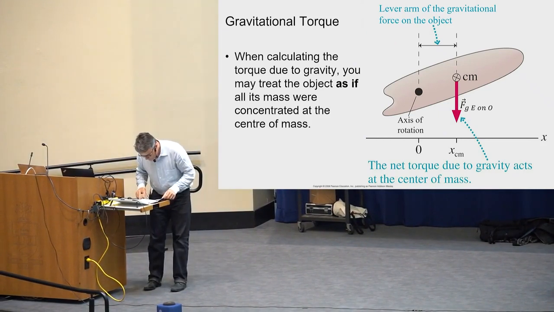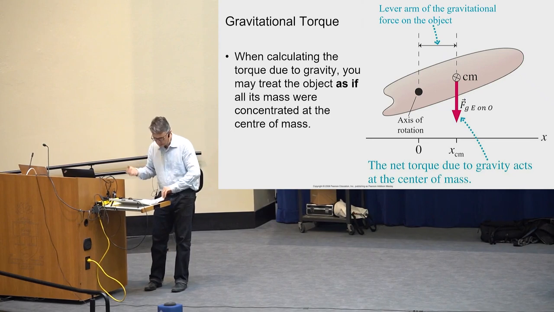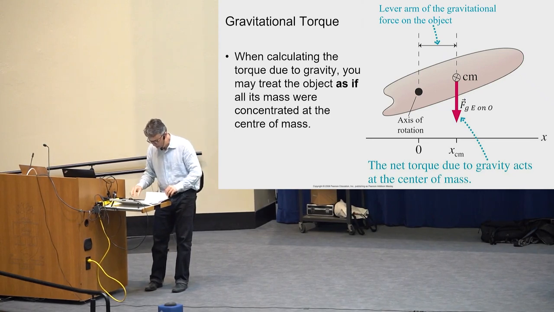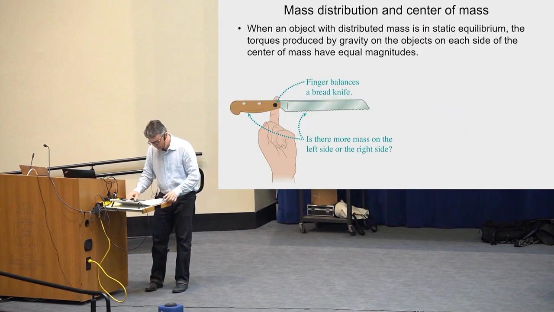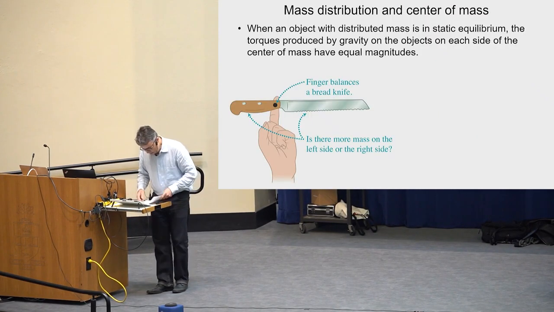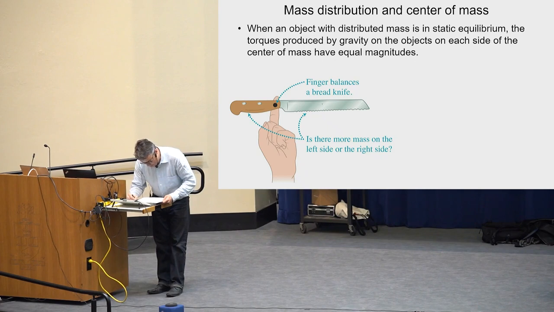Okay. So, when calculating the torque due to gravity, you may treat the object as if all its mass were concentrated at the center of mass. That's the reason why we find that thing. And the reason you can balance stuff is that when an object is in static equilibrium, the torques produced by gravity of the parts balance. If you think of this knife, for example, you can split it into 2 parts, M2 and M1.